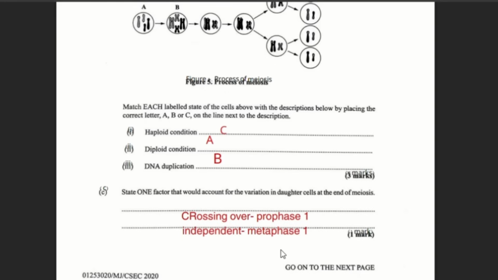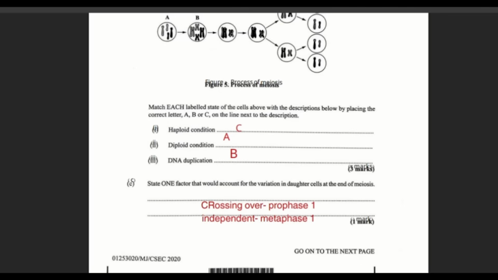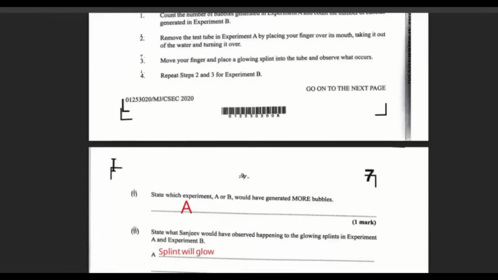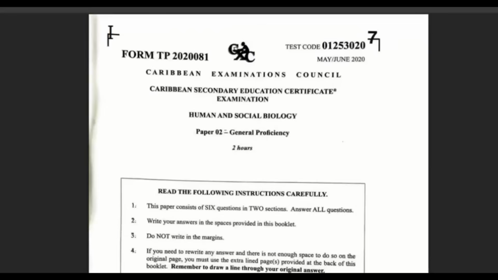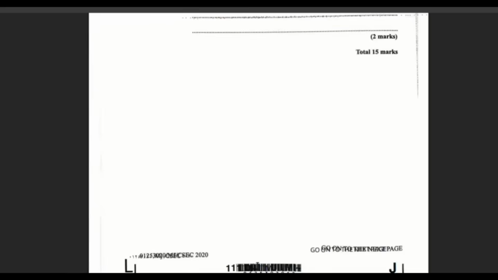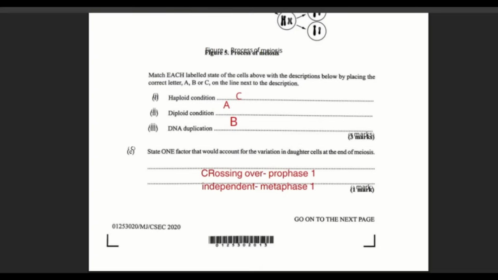And then you have independent assortment, which takes place in metaphase 1. Independent assortment just means that the chromosomes are going to line up completely randomly at the equator. They just line up at the equator completely 100% randomly. So that is basically what we go through, and hopefully this is useful. Good luck, and I hope everybody does well on their exam.